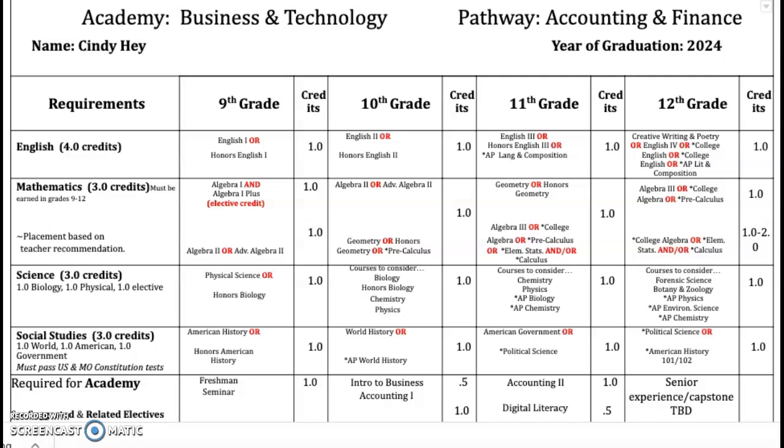So you should have already downloaded and made a copy of your ICAP that represents the academy you're in and the pathway. This is mine. I filled out my name and my graduation year, and then also that I'm in the Business and Technology Academy and the Accounting and Finance pathway.